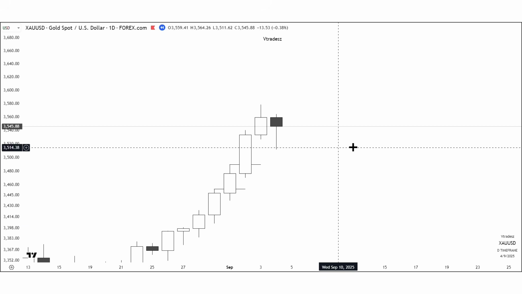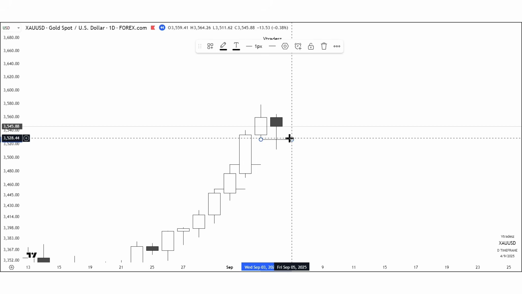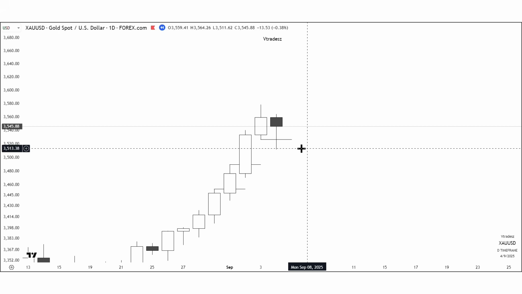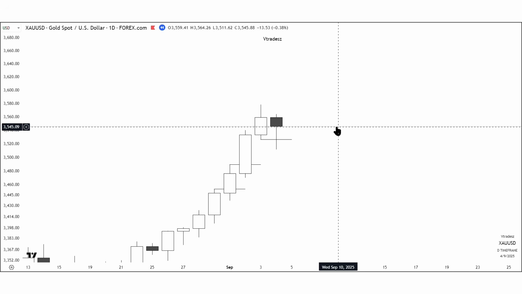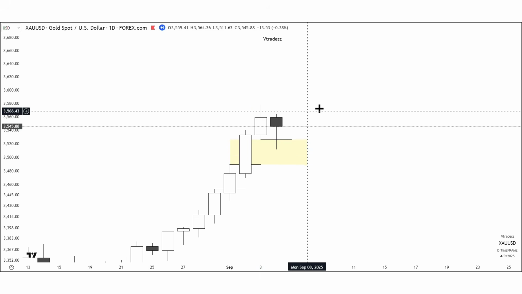Now, what happens next is very important. The following candle sweeps the previous day's low and then closes back inside the range. This is what we define as a candle 2 closure. On top of that, this reaction is happening inside a fair value gap.